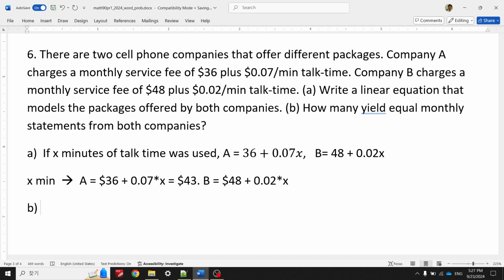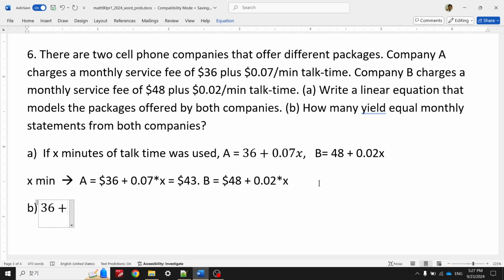All right, so now let's go with the second question, part B. How many yield equal monthly statements from both companies? Okay, so how many yield equal monthly statements from both companies? Well, how do you do that? That's when they charge exactly the same amount, right?